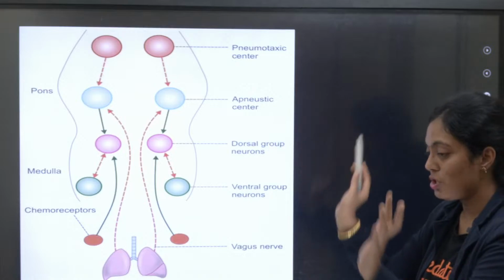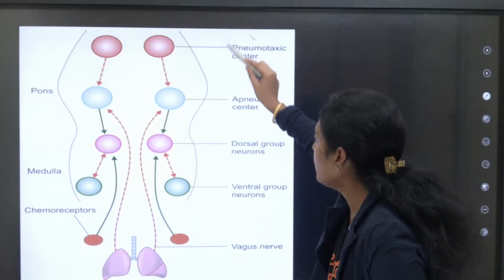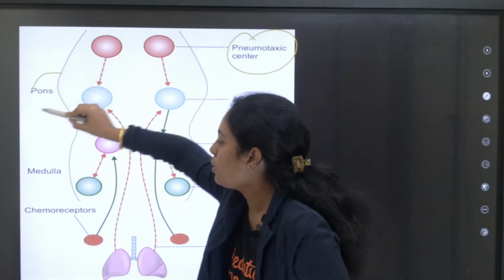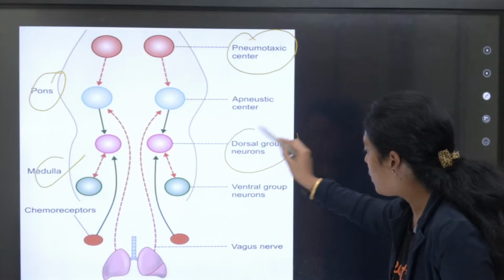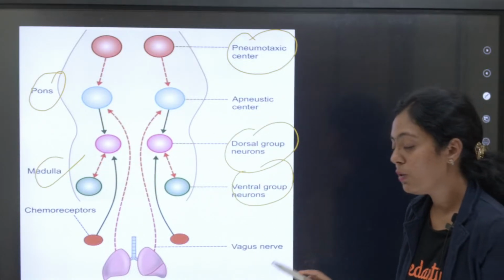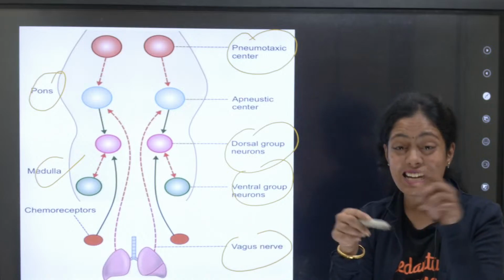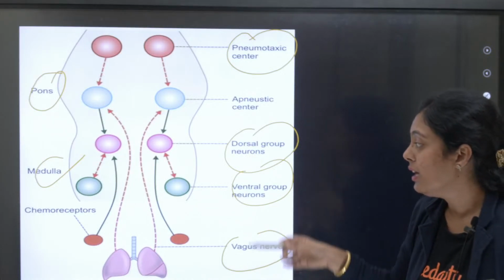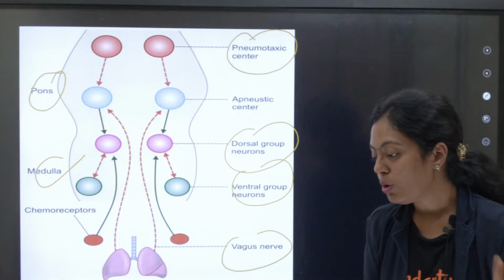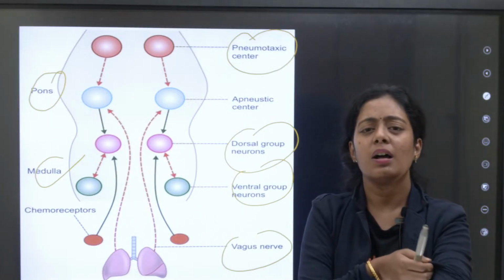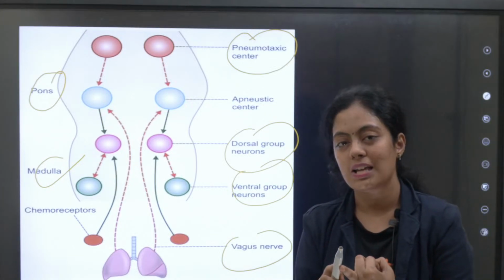So this is how the regulation basically works. You have your pneumotaxic center which is present in your pons, and in your medulla, you have your dorsal group and ventral group. And you have the vagus nerve. It is a wandering nerve. It's the longest nerve in your body that is going to help in the regulation. Understood, kids? Two things: respiratory rhythm center and pneumotaxic center.